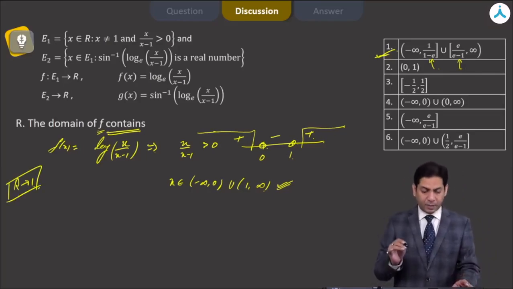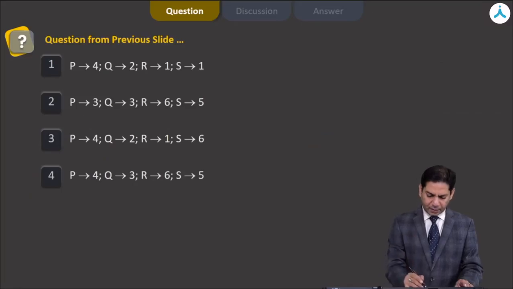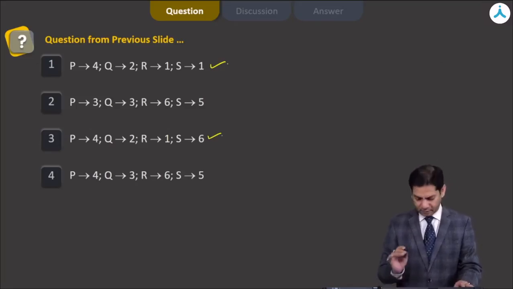And since we have to mark the option, we will be solving all the parts, but let's go through the options. R is equal to 1, that means this one or this one must be the correct answer. Let's check other entries also.